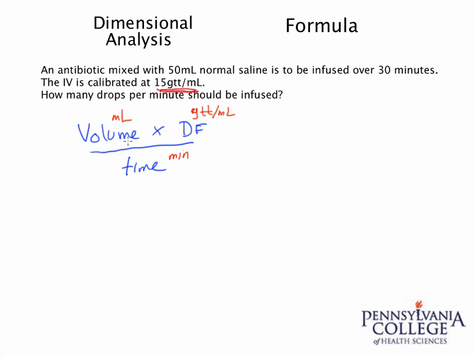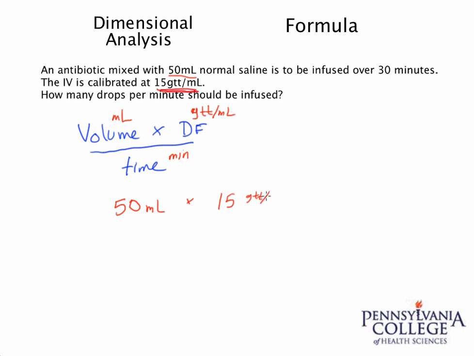So I know the total amount of volume that is going to be infused is 50 milliliters. So that's going to be right here. The volume is 50 mLs times the drop factor. The drop factor is the calibration. What is the tubing calibrated at? It is 15 drops per milliliter. So 15 drops per milliliter.